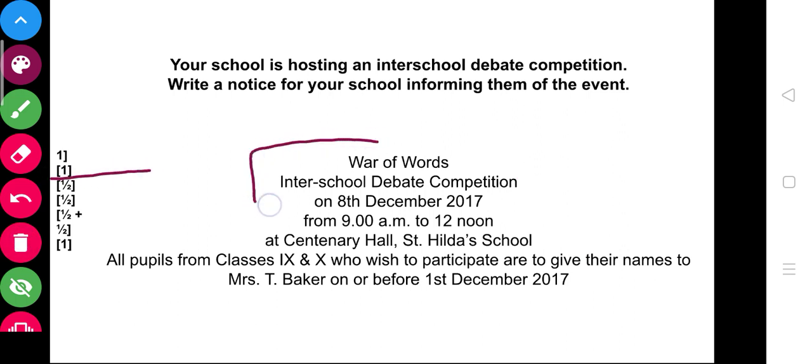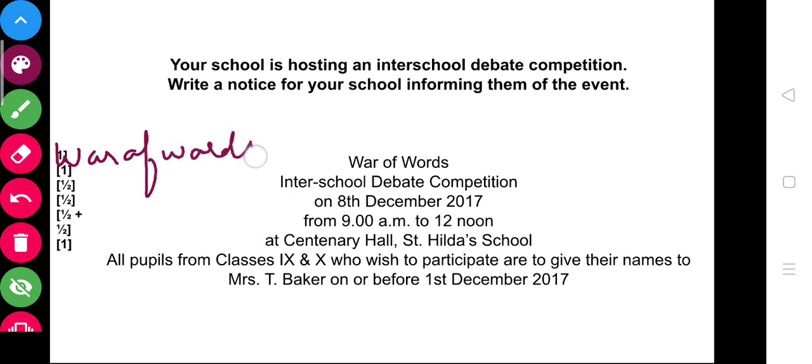You can write the first two things as they are by the margin, and the third thing is the date, then the time, then the venue. For writing by the margin, suppose that is the other pattern, you first write: war of words. Why war of words? Because it is a debate competition, that's why war of words.